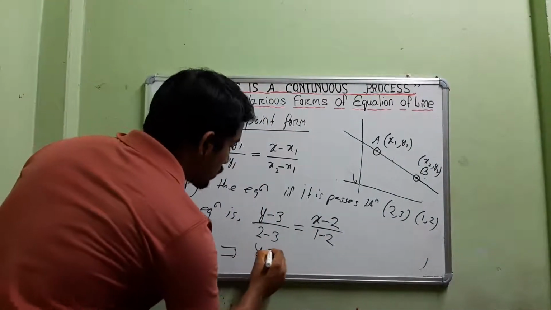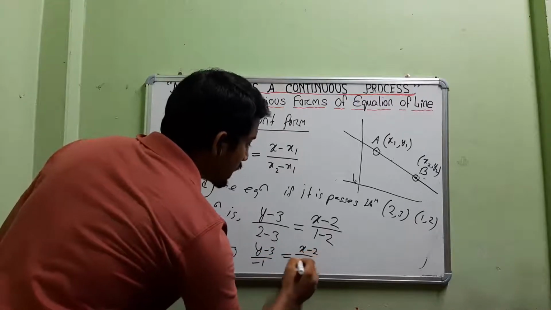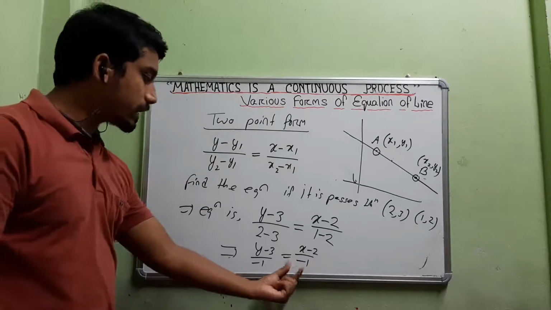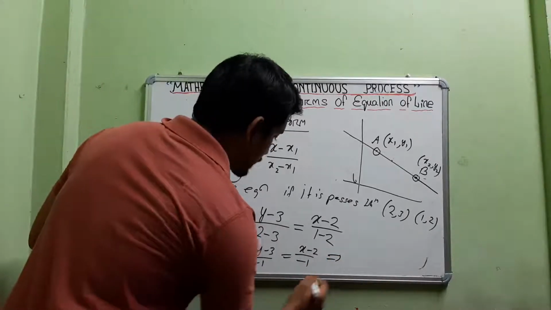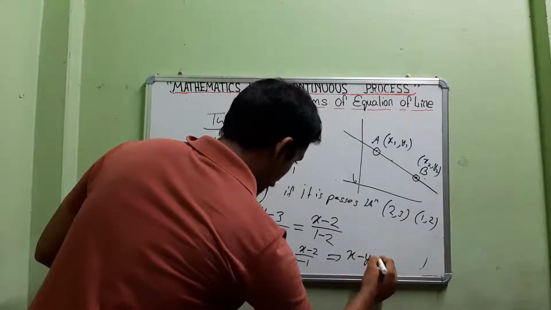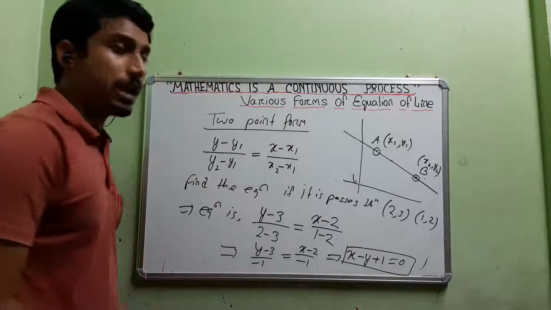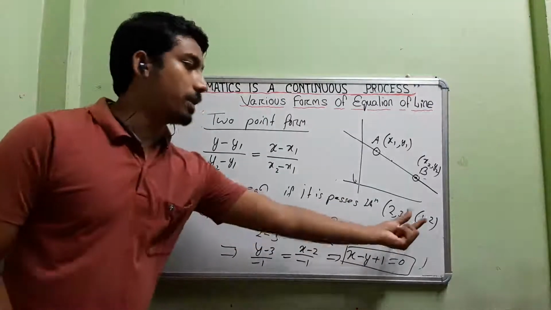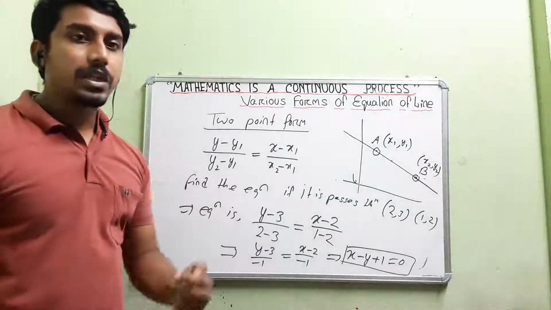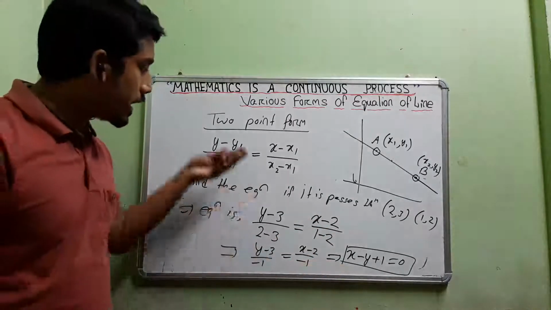What I am getting: y minus 3 divided by minus 1 equals x minus 2 divided by minus 1. You see, minus 1 will get cancelled. So after simplification, what remains is x minus y plus 1 equal to 0. This is the equation of the straight line which is passing through these two points. So in this way, if a straight line is passing through any two points, then we can easily get the equation of the straight line.